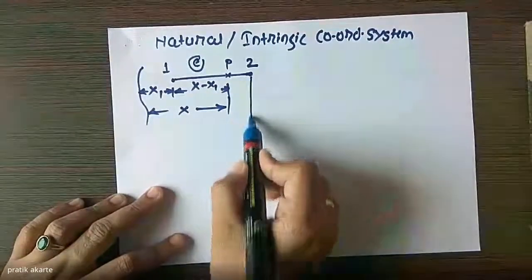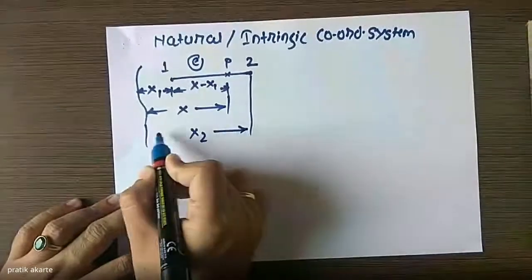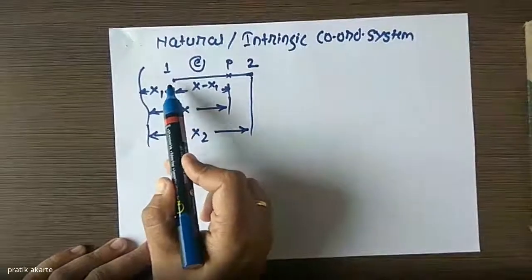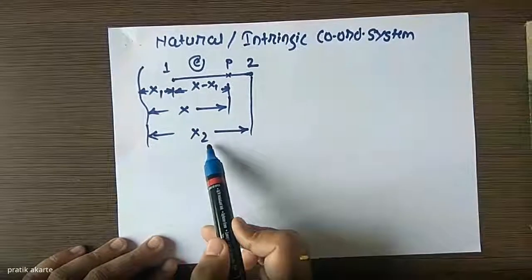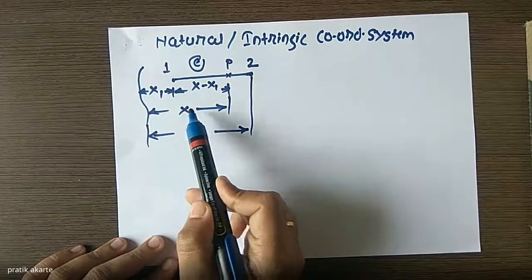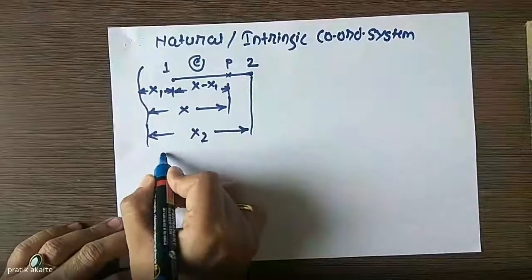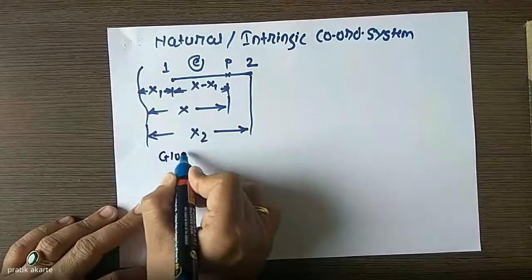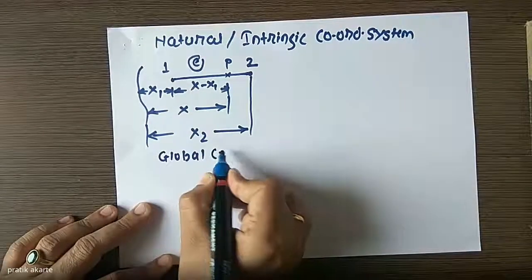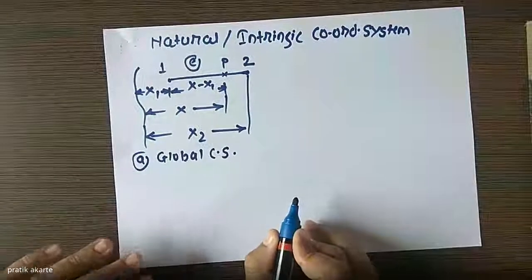And at node 2, the distance is x2. So the distance of node 1 is x1 and node 2 is x2. At any point P, the distance is x, and from node 1 to P, it is x minus x1. So listen carefully. This is the representation in the global coordinate system. So this is your first diagram.